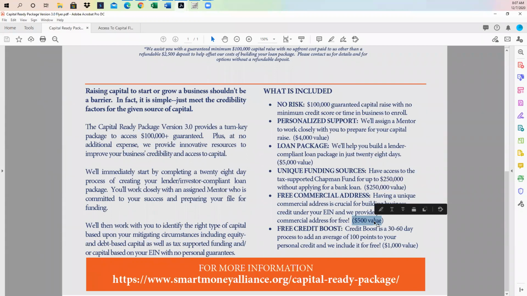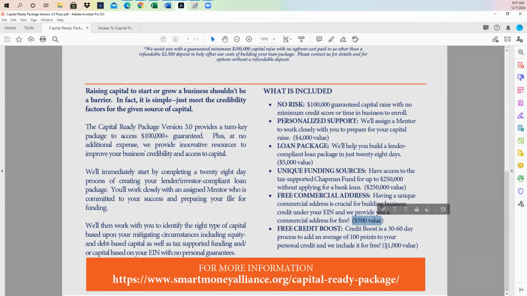$499.99 if they pay for the commercial address up front. We 50-50 split that with you, or they can do monthly pay, $100 a month. Obviously over 12 months is $1,200, 50-50 split, $600 to you. So this value is anywhere, I guess you could say, from $500 to $1,200.